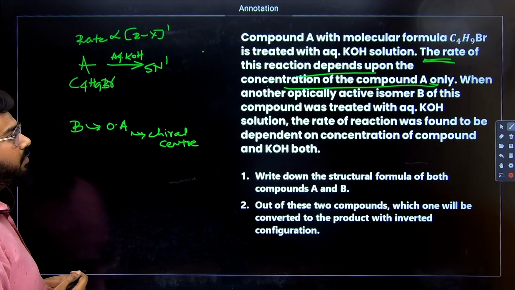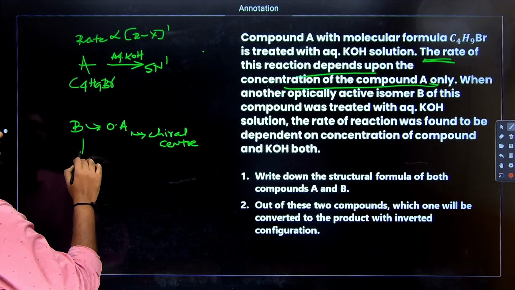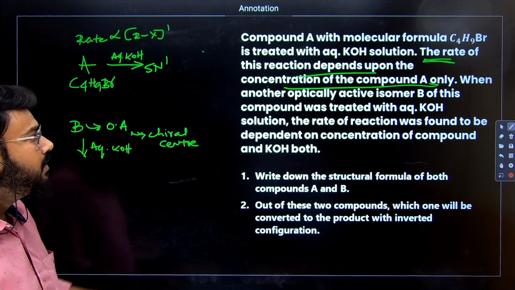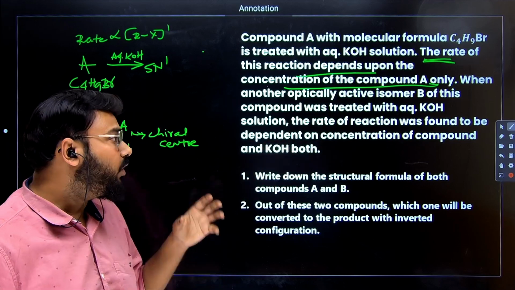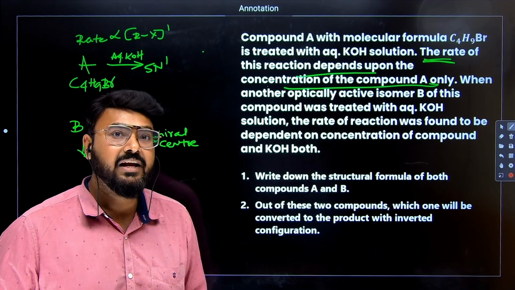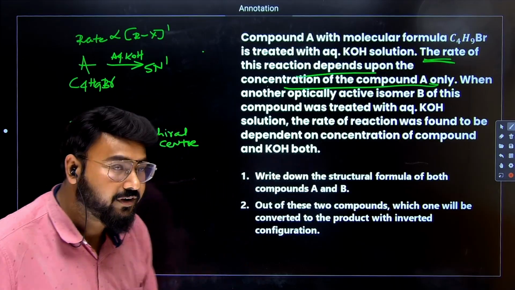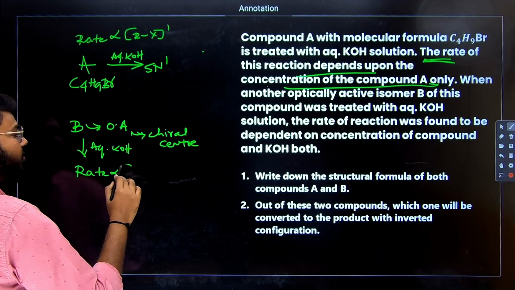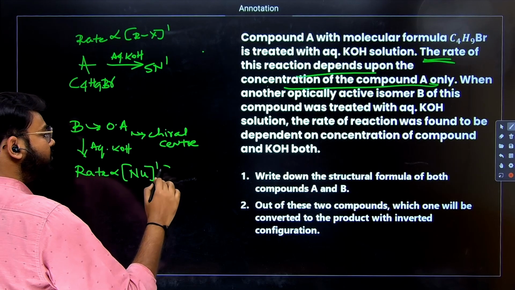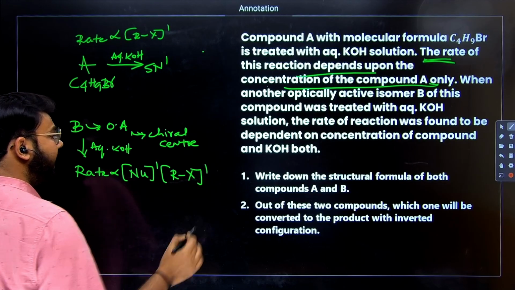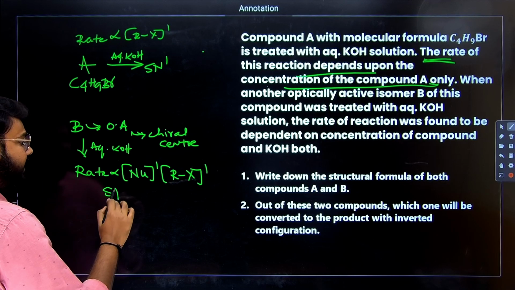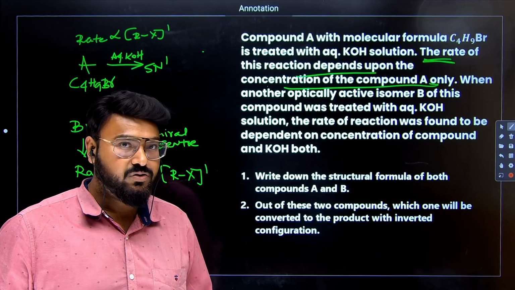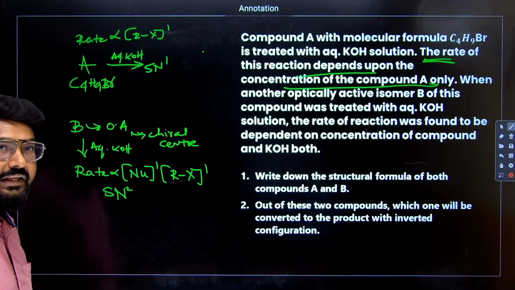Okay. Now it says when it is treated with aqueous KOH. What we saw earlier, the rate of reaction was dependent on the concentration of alkyl halide. Here the rate of reaction is dependent on both the concentration of the nucleophile, which is KOH, as well as the concentration of alkyl halide. So one thing is there, it is SN2. So now let's try to identify isomers A and B from the given hints.